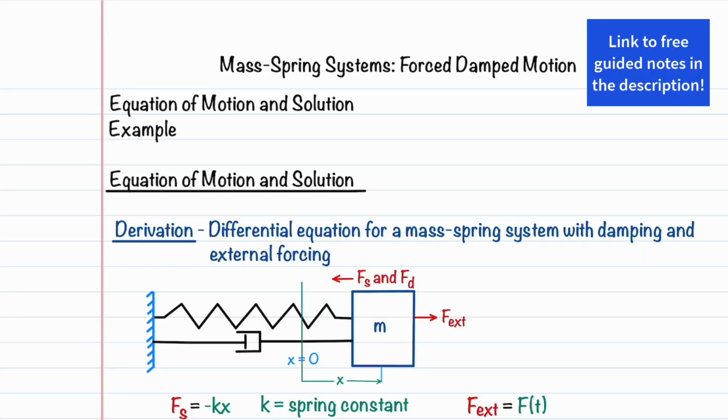In this video, we're going to learn how to model and solve forced damped motion in a mass spring system. We'll start by deriving the differential equation that describes the motion when both damping and an external force are present, and talk about the form of the solution and how it's made up of two parts, a transient solution and a steady state solution. We'll then work through an example so that you can see how to solve the equation and interpret the behavior of the system. Let's get started.